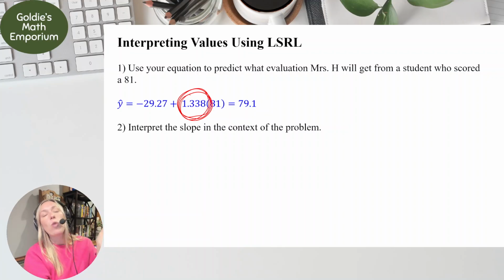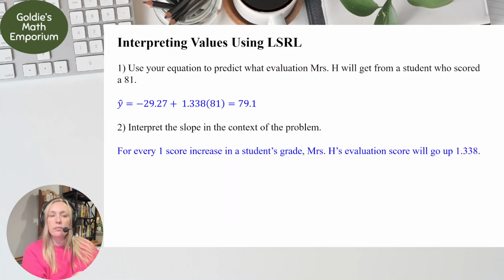So for every 1 point increase in a student's score, Mrs. H's evaluation score is predicted to increase, because it's a positive slope. It's predicted to increase by 1.338 points. Okay? So for every 1 point increase in a student's grade, Mrs. H's evaluation score will go up 1.338 points. So you want to make sure you have that interpretation of slope down.